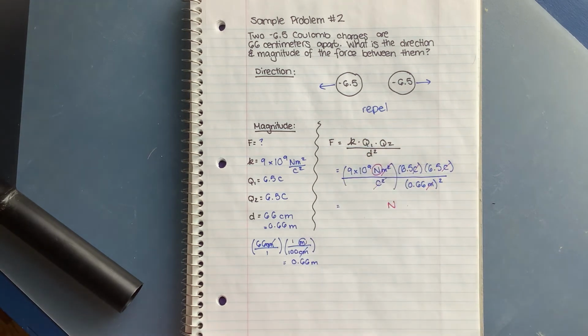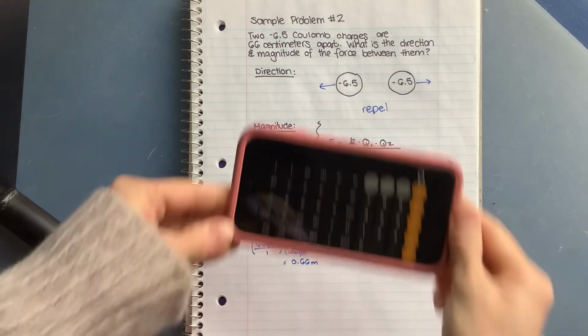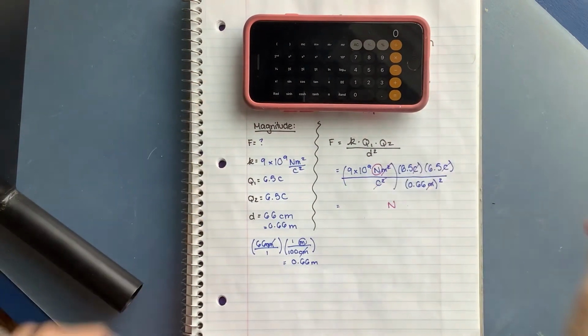Okay, the last step is to plug things into my calculator. You guys asked that I would use my phone calculator, which I am happy to do. If you're using a scientific calculator, the buttons are the same. They'll just be in a different spot, but you can use the same functions that I'm going to use here.